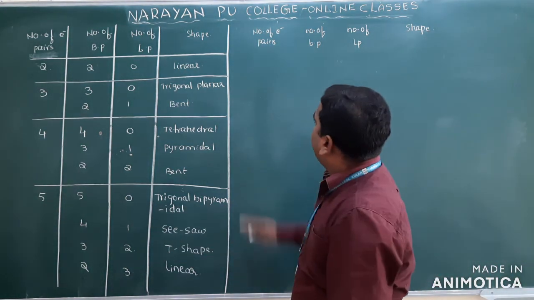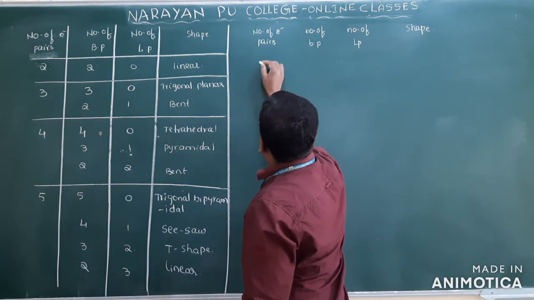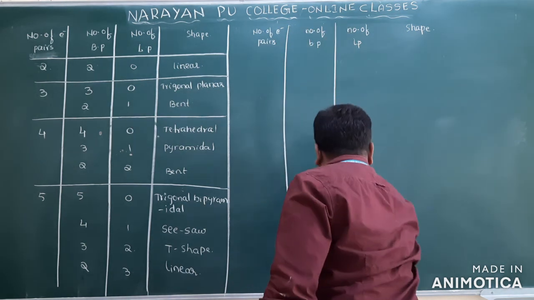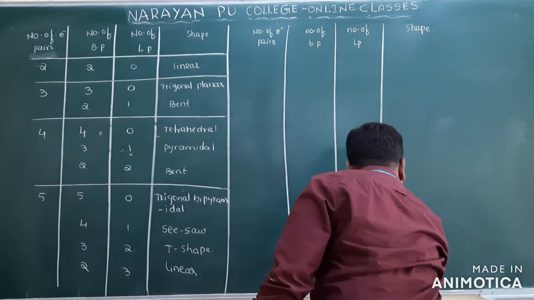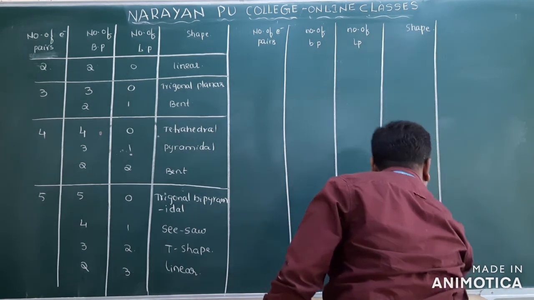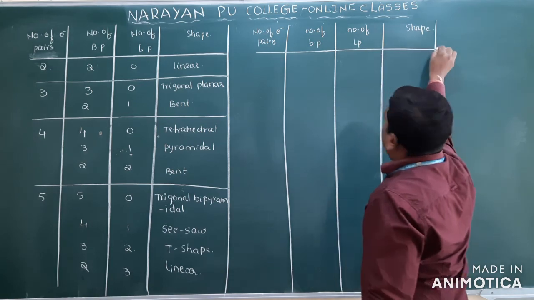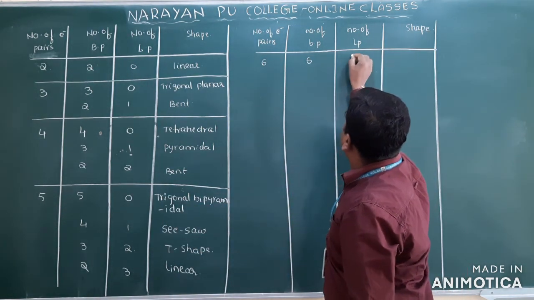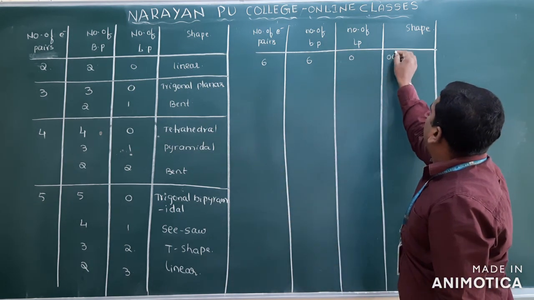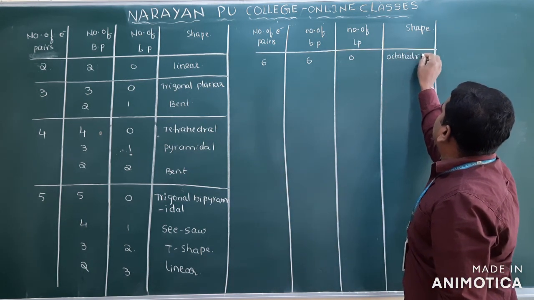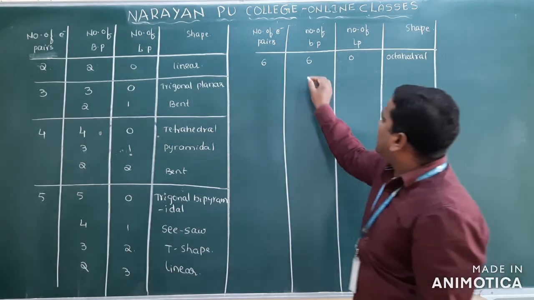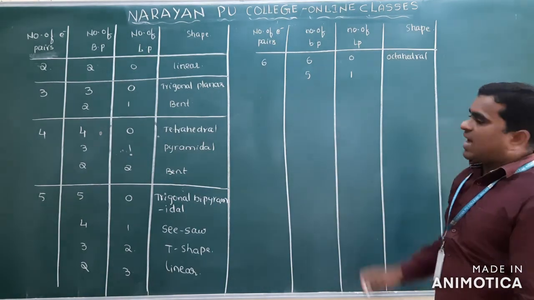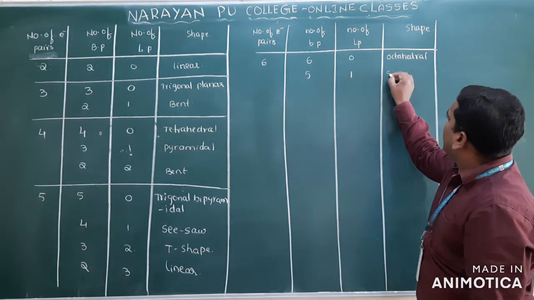This is about 5. In the same way, I am writing here 5 and 0. Next is 6. 6 means only 6 bond pairs, there are no lone pairs. What is the shape? Octahedral. And another case is 5 and 1. Here also the total is 6: 5 bond pairs and 1 lone pair. What is the shape? Square pyramidal.